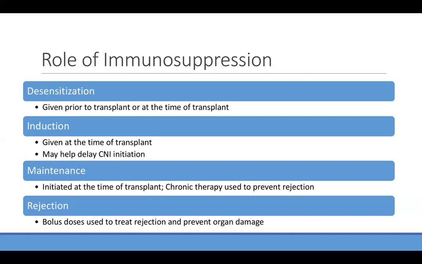Finally, we can use it as an agent to treat rejection, not only to prevent rejection, but to treat rejection. We can use bolus doses of our, I'll discuss some of our IV anti-rejection medications, or we can increase the doses of our maintenance immunosuppression to help treat that rejection.